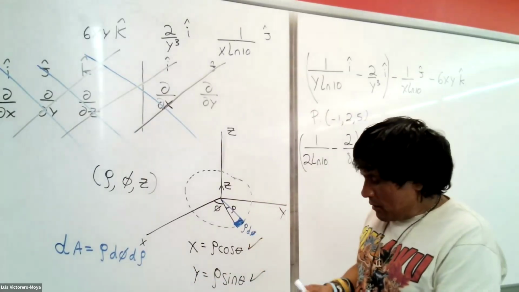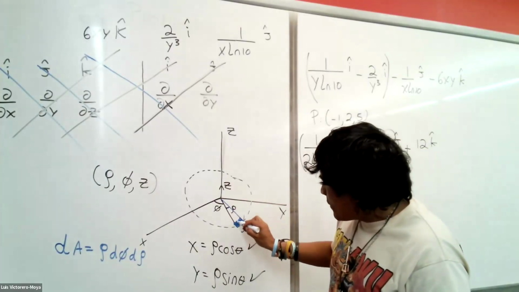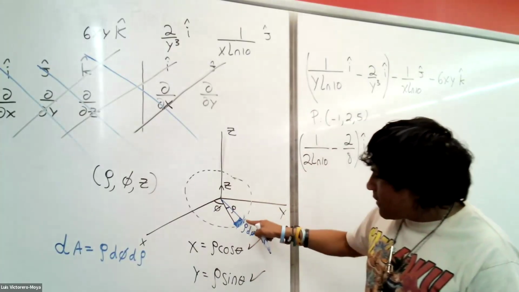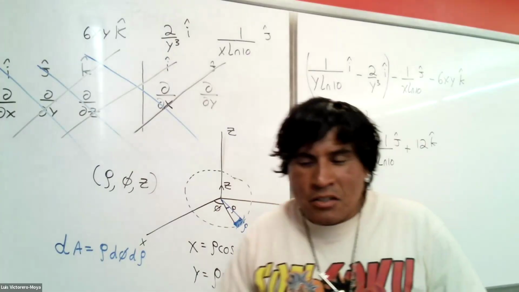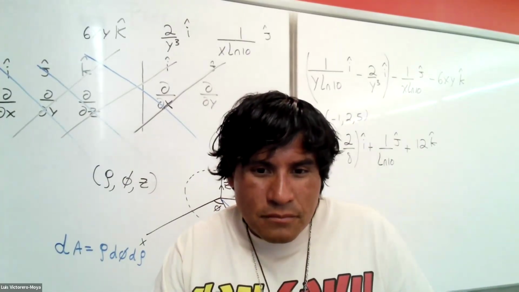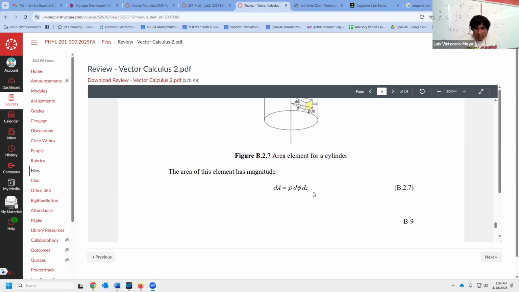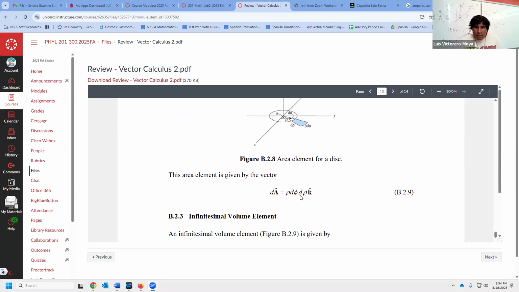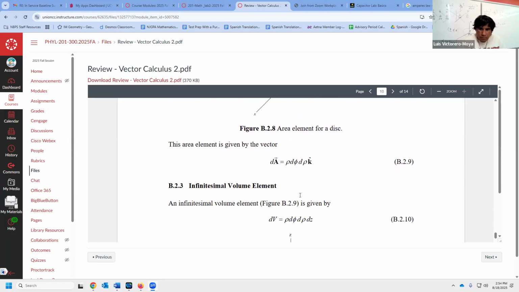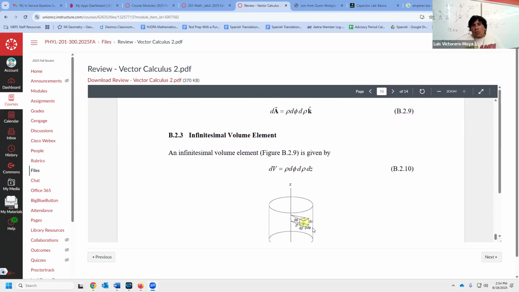And then if you elevate, you can sort of do it here. There, that's the z. So rho d phi dz, it's another area element. And they ask you those questions in the lab. And then for the volume element, it's just rho d phi d rho dz. It's just that. So it's the infinitesimal volume element.